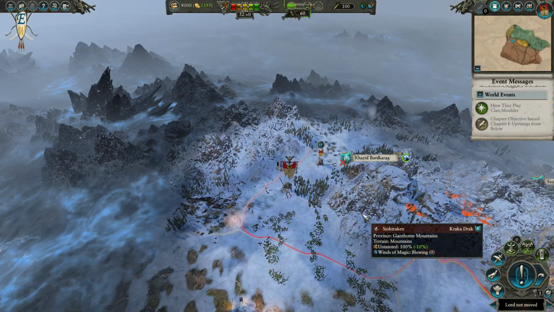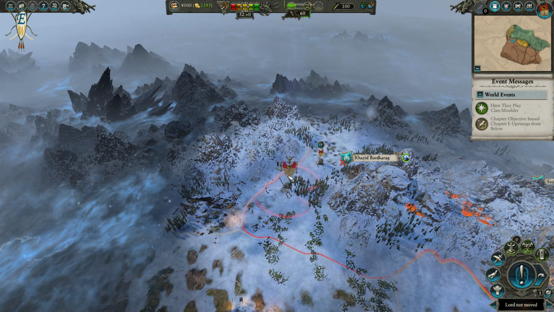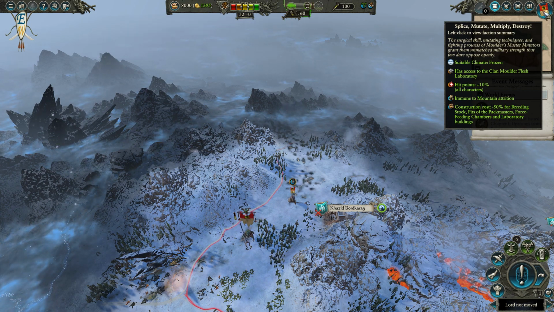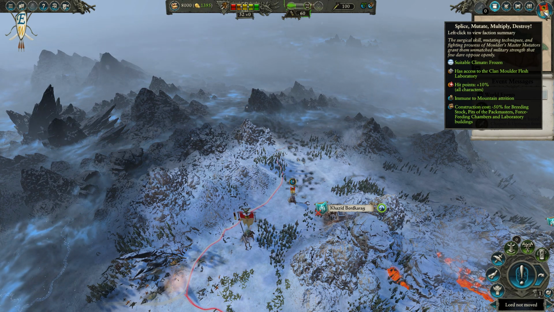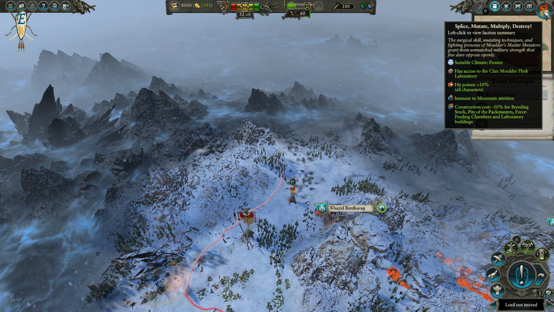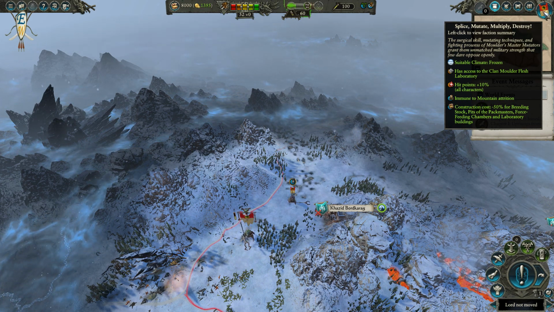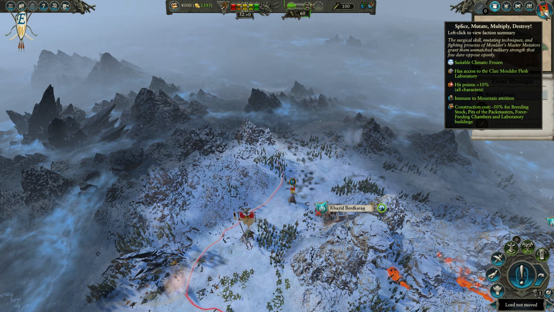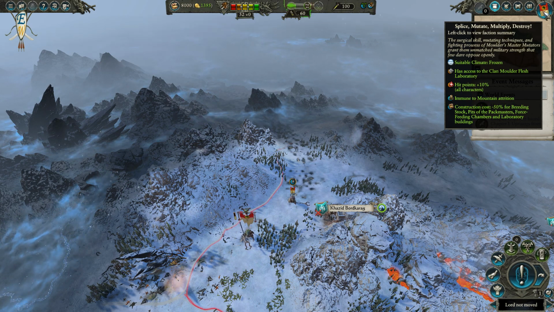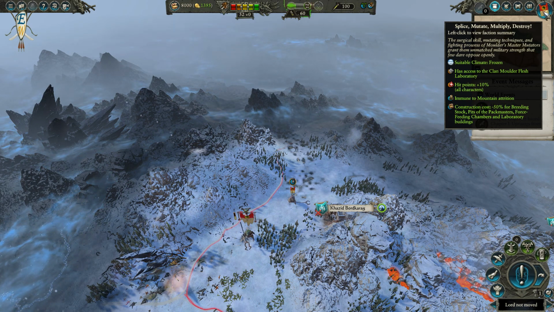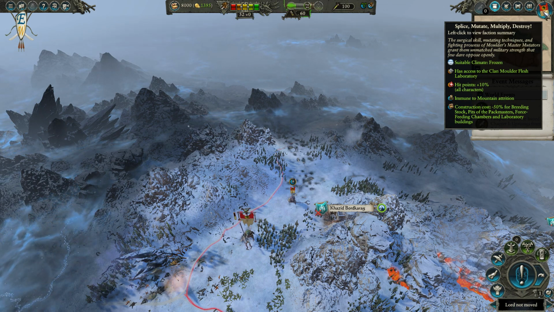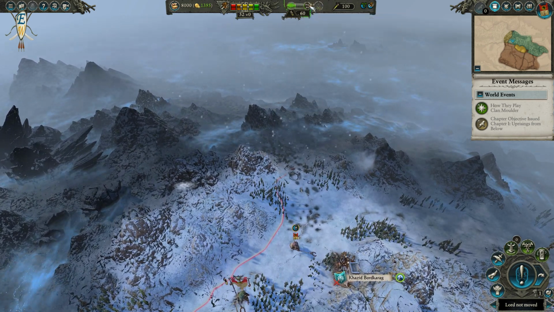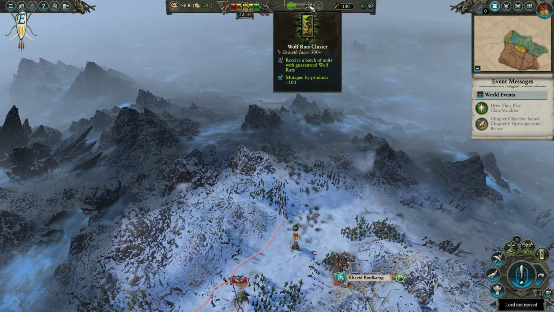Finally, we have Throt the Unclean of Clan Moulder. So his faction mechanic: splice, mutate, multiply, destroy. His suitable climate is frozen, has access to the Clan Moulder Flesh Laboratory. All characters have 10% extra hit points. He's immune to mountain attrition, and he has construction cost reduction 50% for breeding stock, pits of Packmaster, force feeding chambers, and laboratory buildings. So his mechanic, you can see up here, you can get access to basically just units.